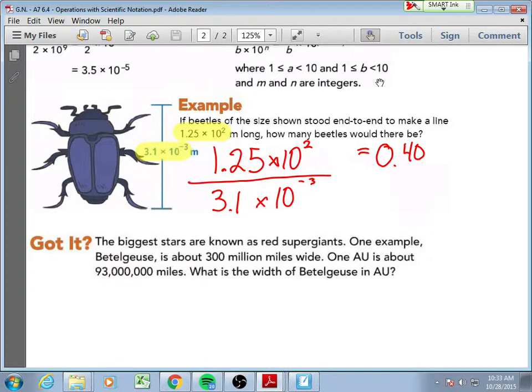32222. Wait, is it 40322? Okay, that's enough. 40322. Would it round up or down? Round up. So then it would be 3.23 if I round there, times 10 to the... What do I do to the powers?